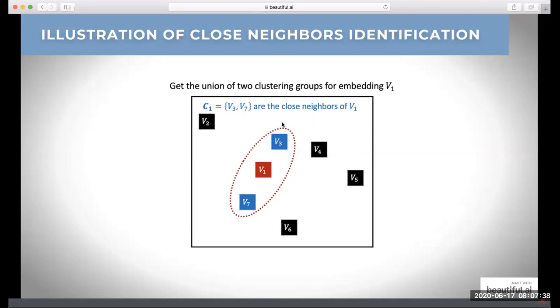So now if we get the union of the 2 groups that we got each time we did the k-means clustering, we will get V3 and V7 as the close neighbors of V1. And this is what the algorithm basically does, to determine the close neighbors of an embedding.